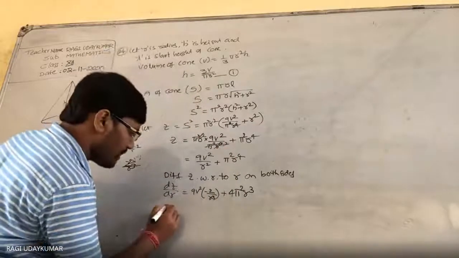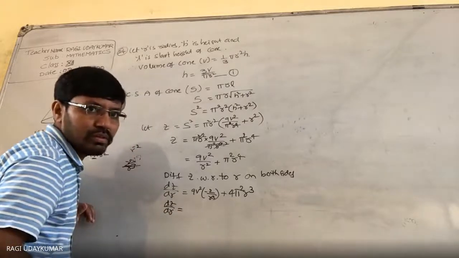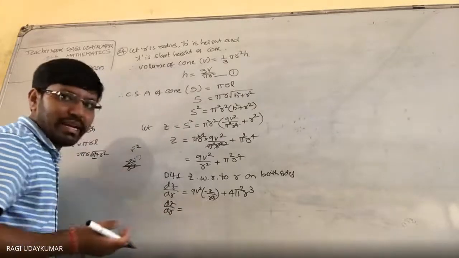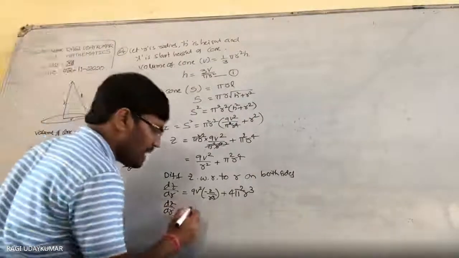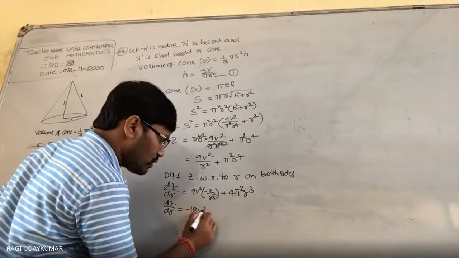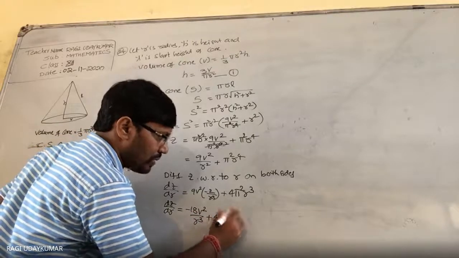So on simplification, what do you get here? dz by dr is equal to minus 18b square by r cube plus 4 pi square r cube. d square z by dr square you also have to find out, but first find out this one.